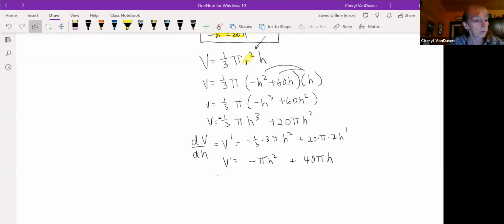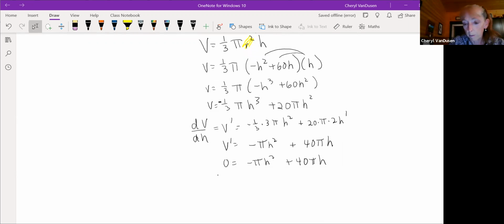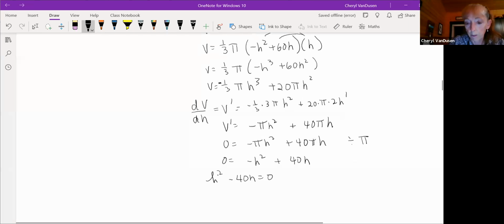So feel free to pause the recording if you wanted to and try your math on your own and then go back and check. Okay, so I'm just double checking that I haven't done anything too wrong. Okay, so let's equal it to 0 and solve. So minus pi H squared plus 40 pi H. We can get rid of the pi actually. And you know what I'm going to do? I'm going to divide by pi. 0 equals minus H squared plus 40H. And I don't like negatives, so I'm just going to move everything over to the other side. And then we're going to solve from there.